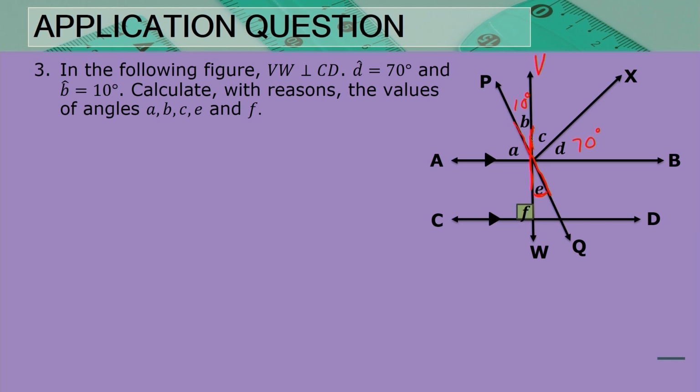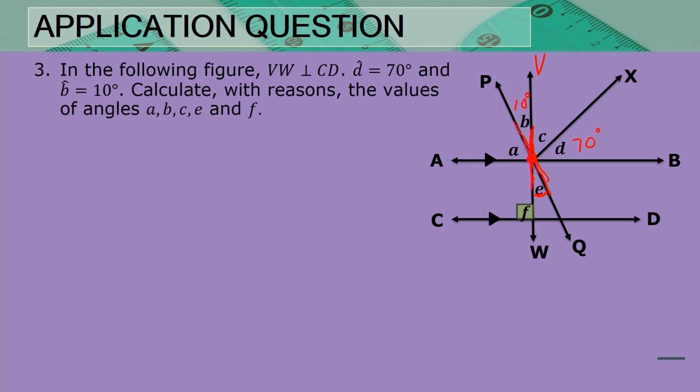So VW with PQ, they are forming angles there. And because E shares a common vertex with angle B, and it is on opposite sides of that common vertex, and they are also formed from two intersecting lines, what does this mean? It means that they are vertically opposite to each other.